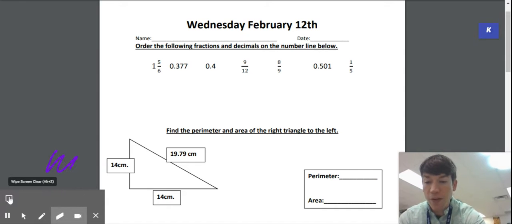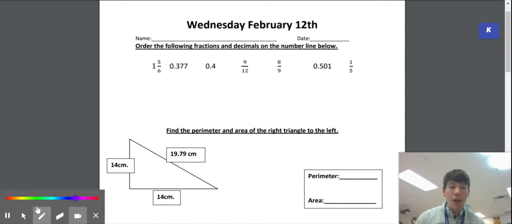We're going to start today by talking about some fractions, and we're going to talk about putting them in order. So at the top, we see the directions: order the following fractions and decimal on the number line below. Now notice there isn't a number line. That's because I want you to make one.